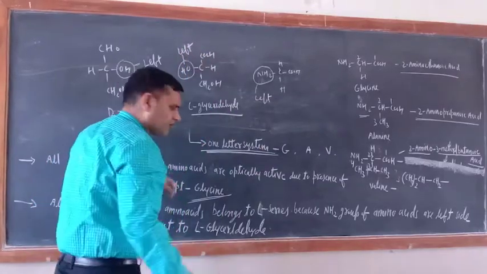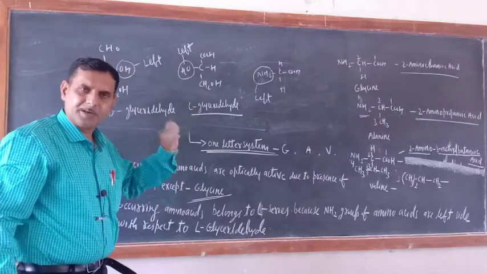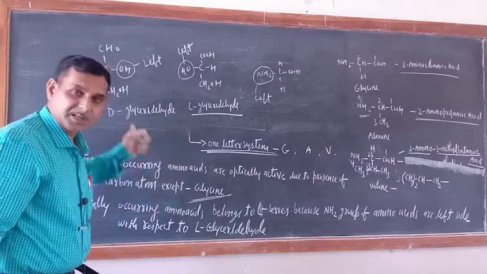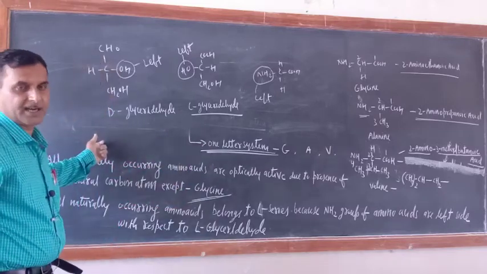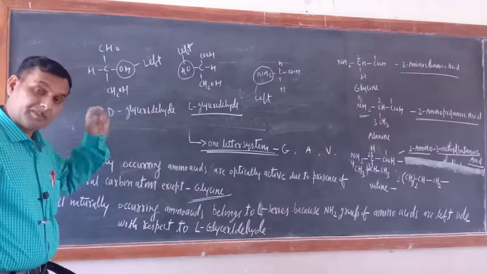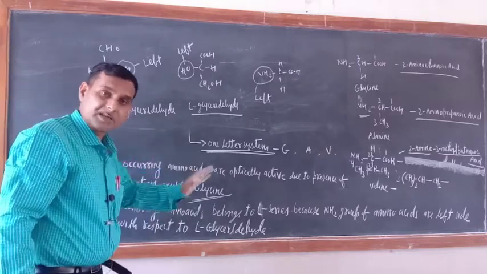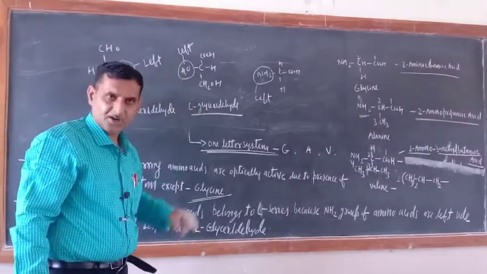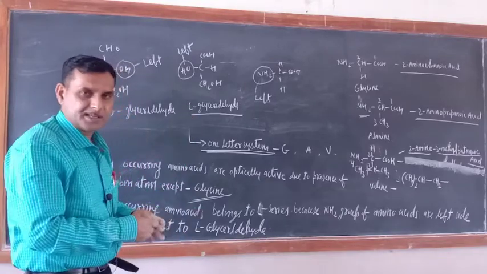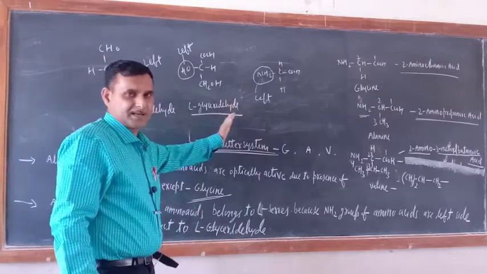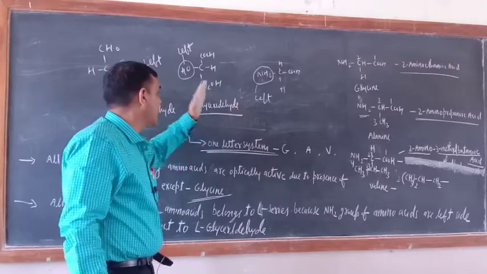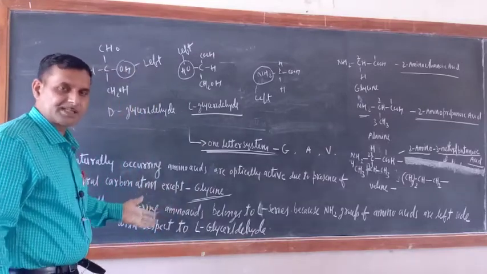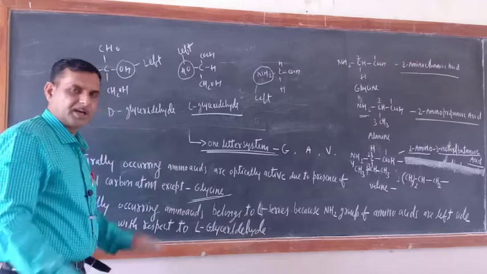So what is the meaning of D and L series? If the given compound's configuration matches with D-glyceraldehyde, that is a D series compound. If the given compound's configuration belongs to L-glyceraldehyde, that belongs to the L series. Correct or not? So the NH2 group of amino acid is basically present on the left hand side, and that configuration matches with L-glyceraldehyde. That is why all naturally occurring amino acids belong to the L series. Have you got it or not?